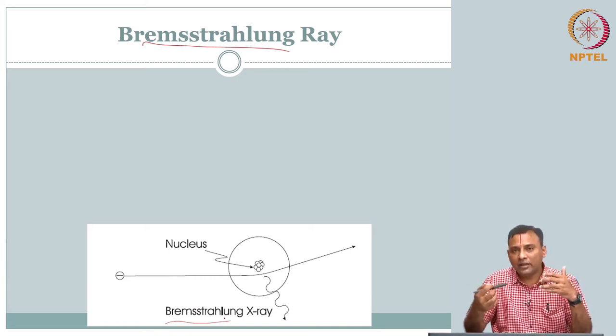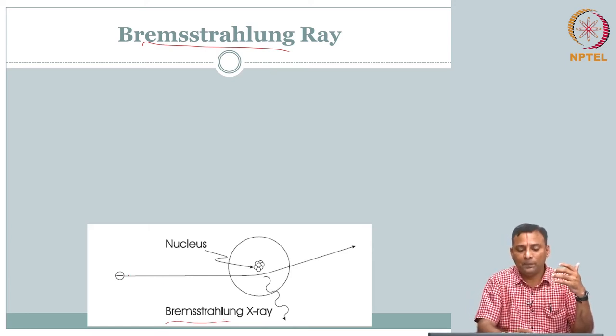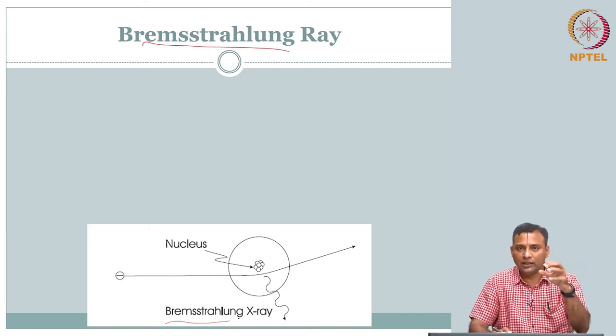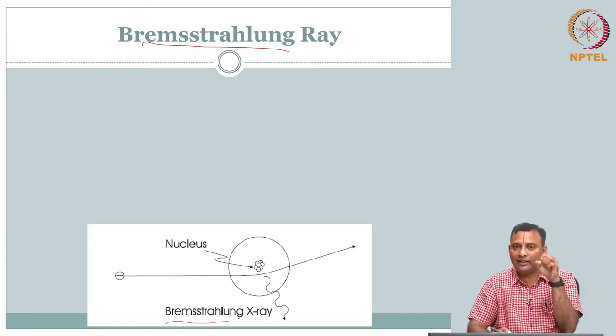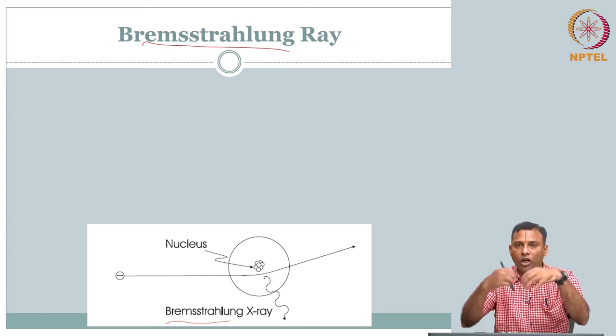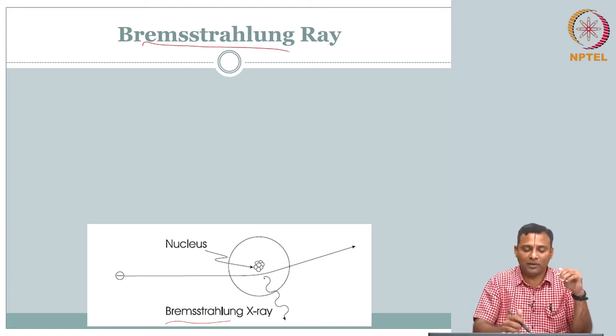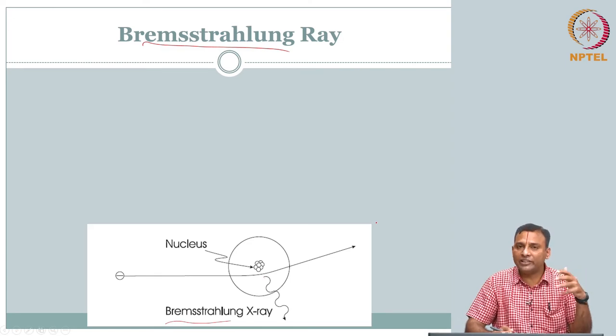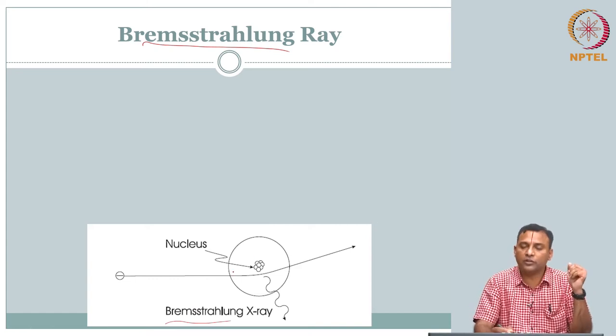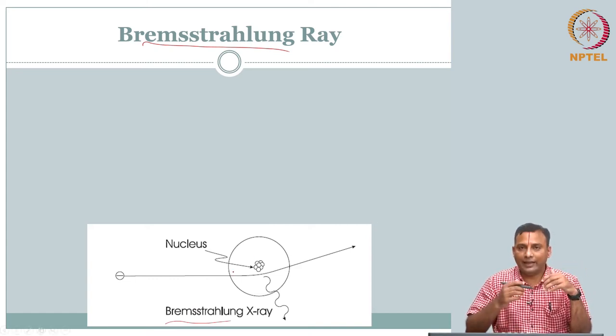So you relate the analogy why it is braking. That's why it seems like it is slowing down because of this attraction to the nucleus. It is breaking, not breaking into pieces. Breaking means applying the brakes, right? Braking and slowing down. So that energy that comes out because of the braking, because of the slowing down, because of the influence of the nucleus, that energy comes out in the X-ray range.